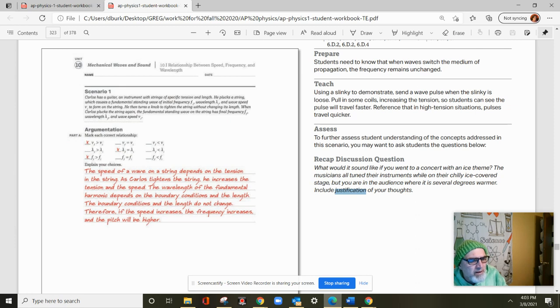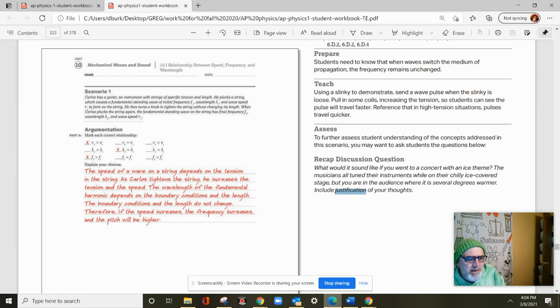So the frequency is next to higher pitch. The speed is going to be greater. When it's a tighter string, it's easier for the wave to move through a tight string, and so it's going to move faster. And the wavelength is going to be equal to the initial wavelength. Why is the wavelength equal? Well, because the speed increased and the frequency increased, and those both increased, and the wavelength will stay the same.